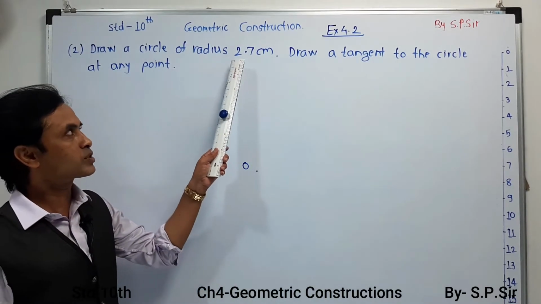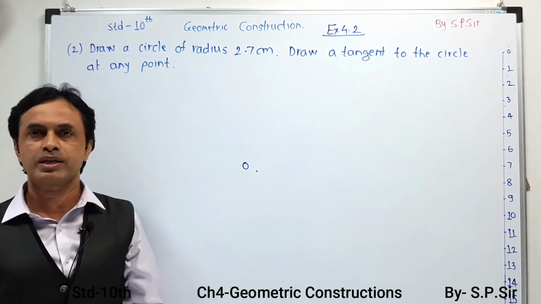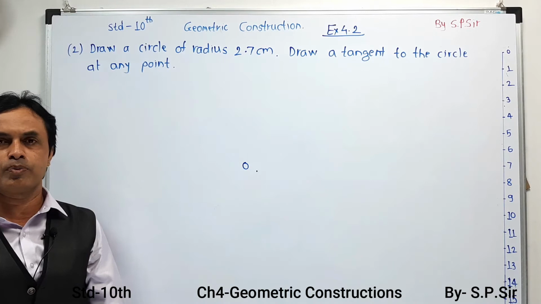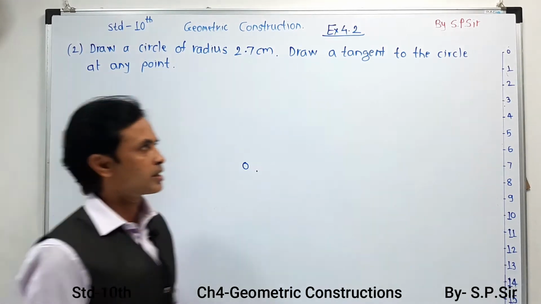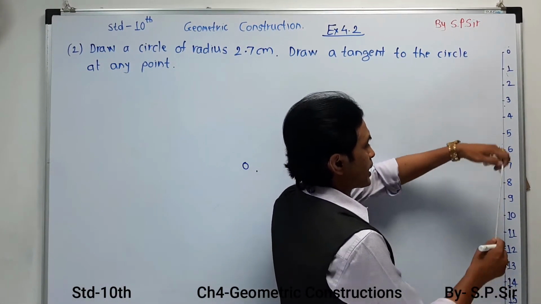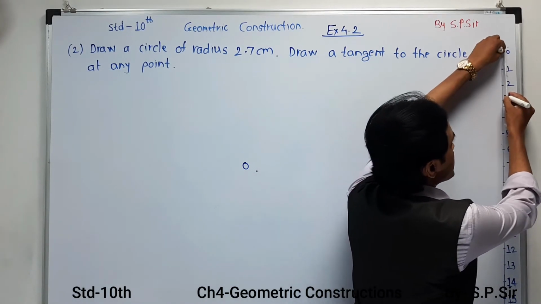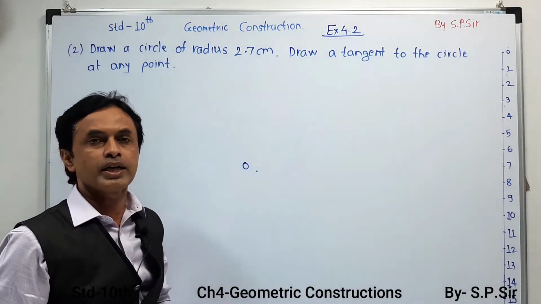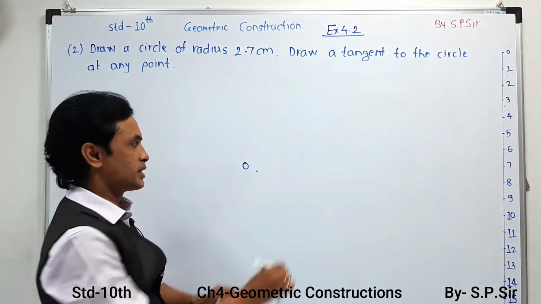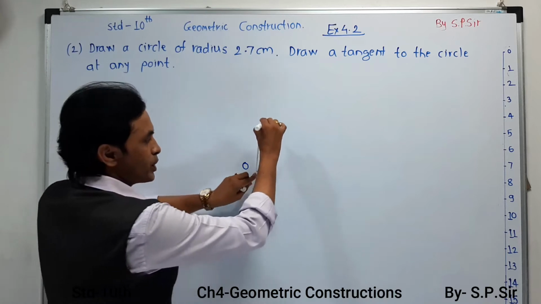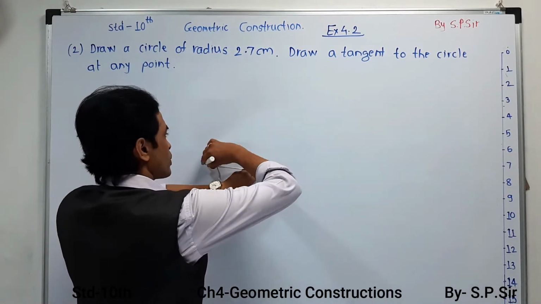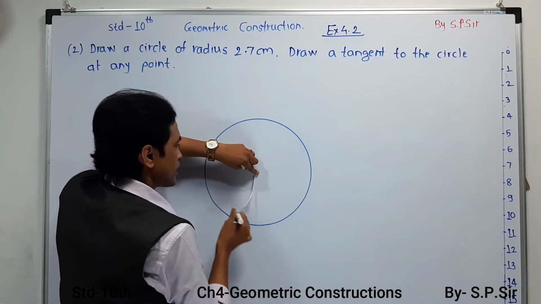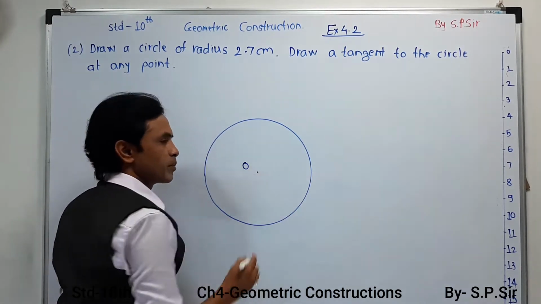Now as per their instruction, we have to take a radius of 2.7 centimeter. So when you take the radius of 2.7 centimeter, we have our scale, and here we are taking a distance of 2.7 centimeter, from 0 to 2.7. Now we are going to draw a circle of radius 2.7 centimeter as per the scale. In this way, your circle is going to get completed.